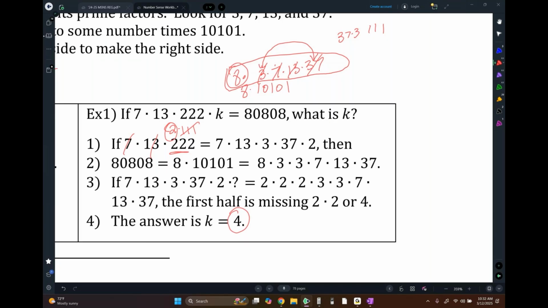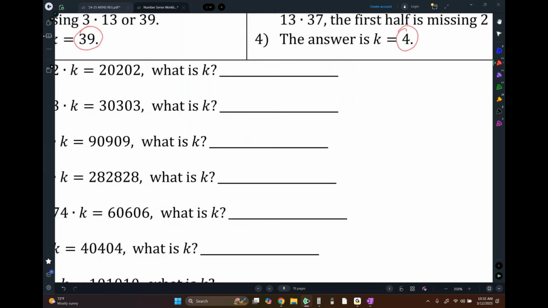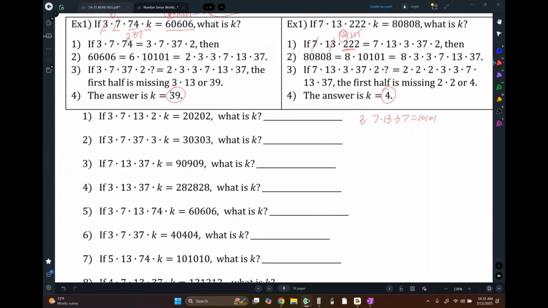Okay? It's tricky. What you have to do is you have to remember 3, 7, 13, 37 is 10101. Okay? All right, so let's see if somebody can do this for me. I'm going to have somebody try it.